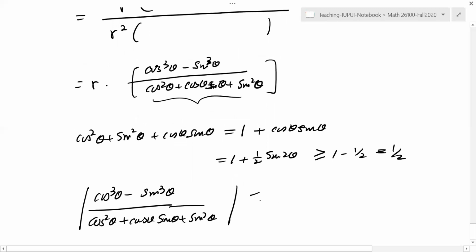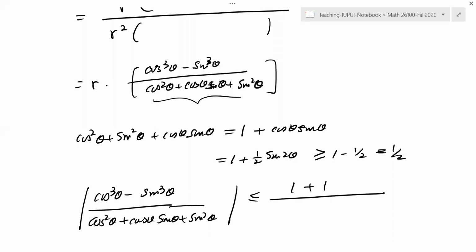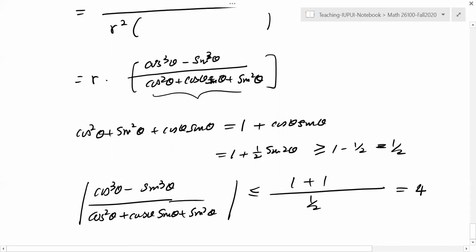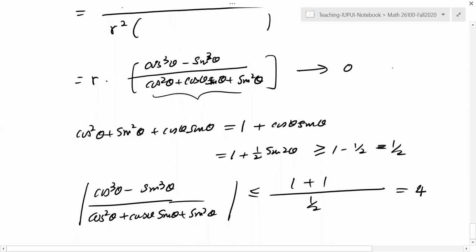So this whole expression is going to be less than or equal to, the numerator is 1 plus 1. Do you agree? Because absolute cosine theta is less than or equal to 1, and absolute sine cosine theta is also less than or equal to 1. The denominator, you have to get a lower bound, it's 1/2. So actually it's 4. This whole expression's value is never greater than 4. So that shows that it's going to be greater than 0 as r approaches 0.